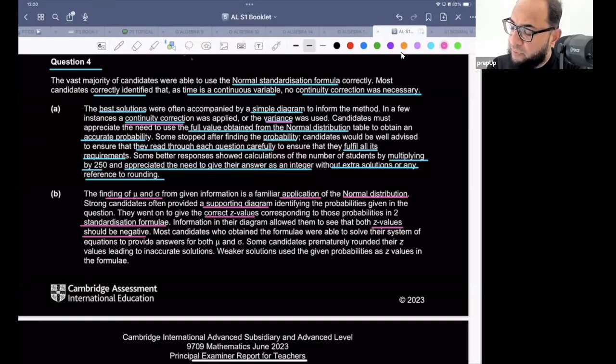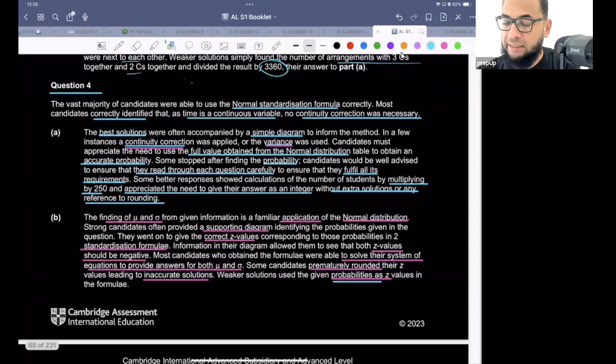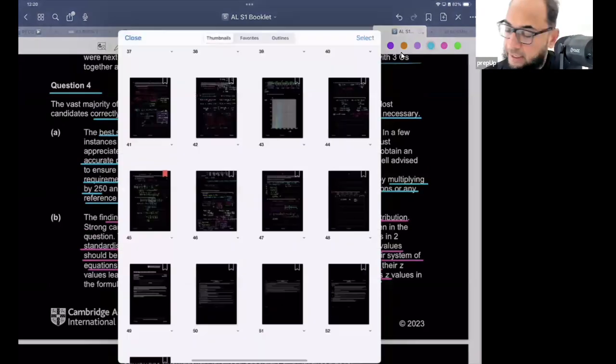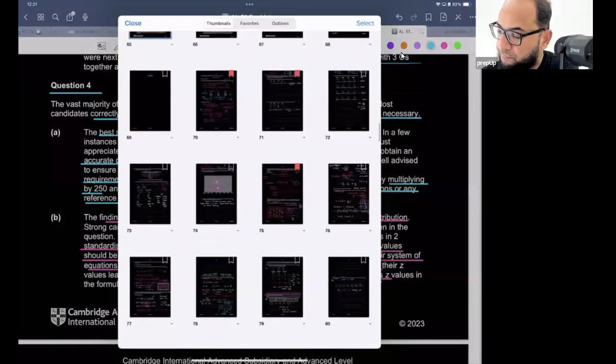Most candidates who obtained the formula were able to solve their system of equations to provide answers for both mu and sigma. This is simultaneous. Some candidates prematurely rounded their z values, leading to inaccurate solutions. Very important: do not do premature approximation. Weaker solutions use the given probabilities as z values. So this is again a mistake that they are talking about. So do not do this. That is the kind of working that needs to be done, and I've explained this particular question very thoroughly.